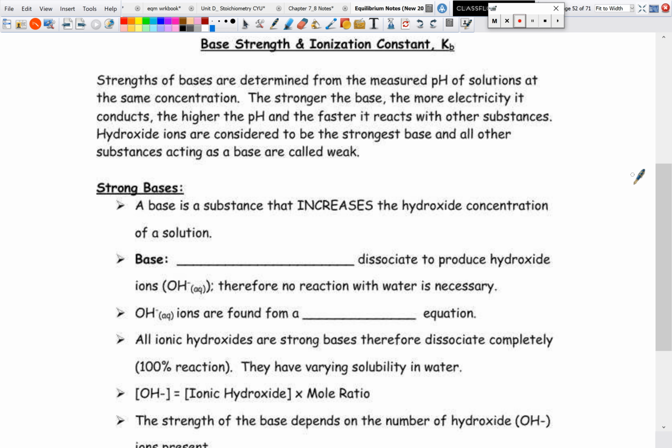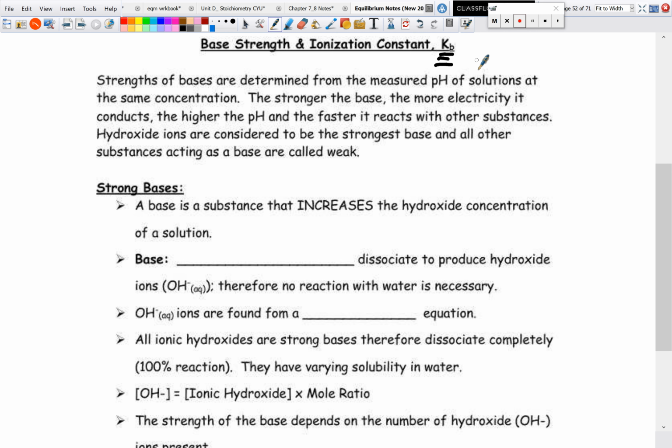All right, welcome back to our second last lesson of this unit and the second last lesson of all of Chem 30. In this one, we're going to be looking at base strength and the ionization constant for a base, which is labeled Kb. Basically, the equilibrium constant for a base.